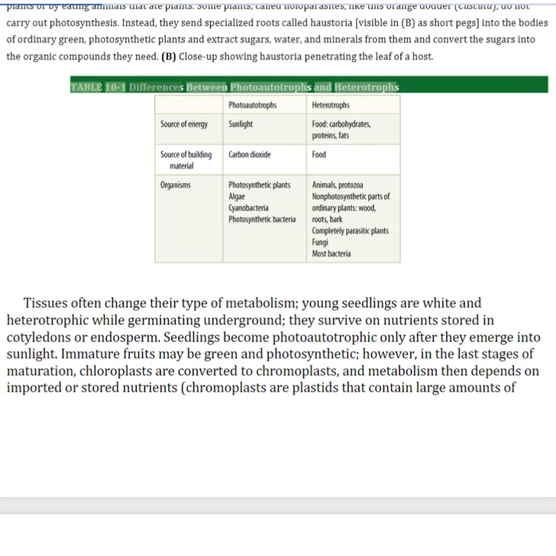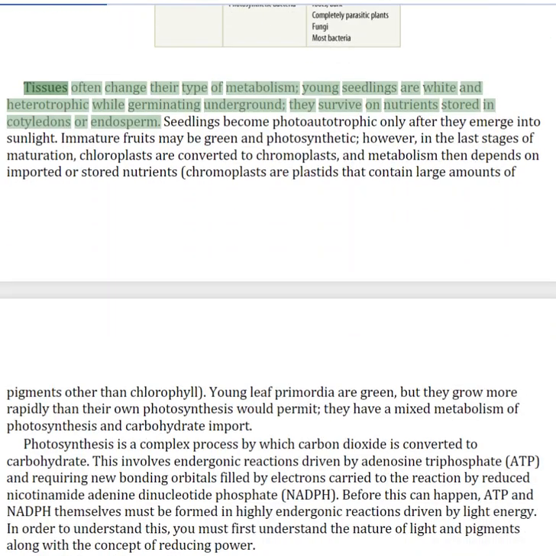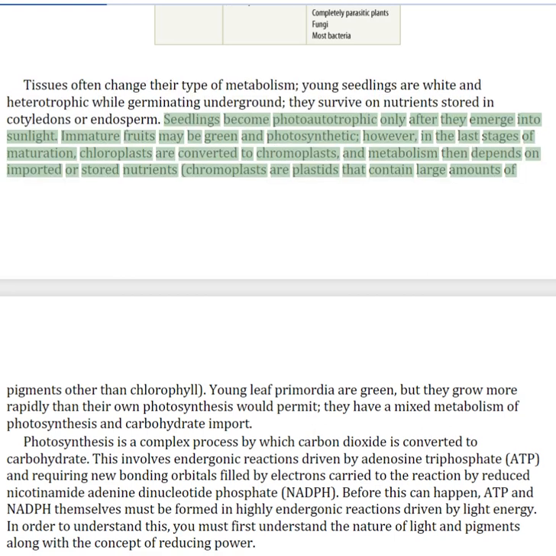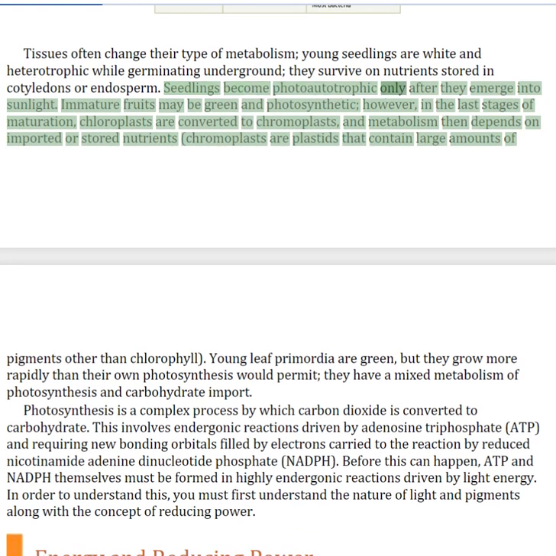Table 10.1. Differences between photoautotrophs and heterotrophs. Tissues often change their type of metabolism. Young seedlings are white and heterotrophic while germinating underground. They survive on nutrients stored in cotyledons or endosperm. Seedlings become photoautotrophic only after they emerge into sunlight.